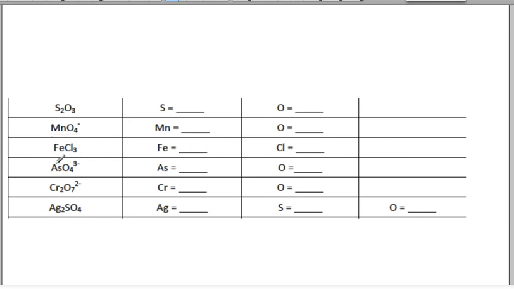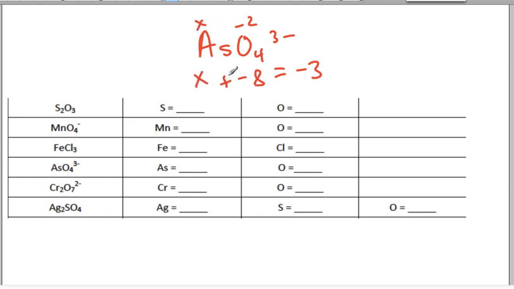I go to the next one. AsO4 3 minus. The overall charge is 3 minus. Then I put negative 2 up here because I know oxygen is negative 2, so 2 times 4 is going to be negative 8. This is X, drop it down there, X, slide that over, it's going to be positive 8. This has to be 5. So you see, that's basically what I do when I go and assign oxidation numbers.